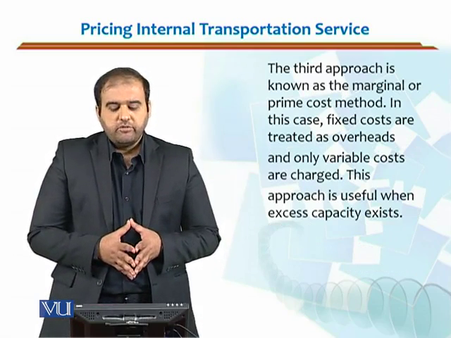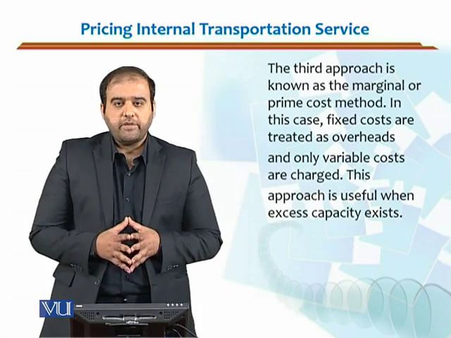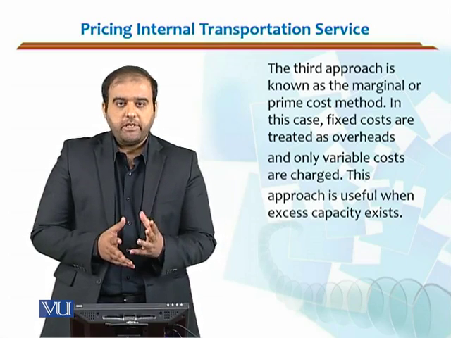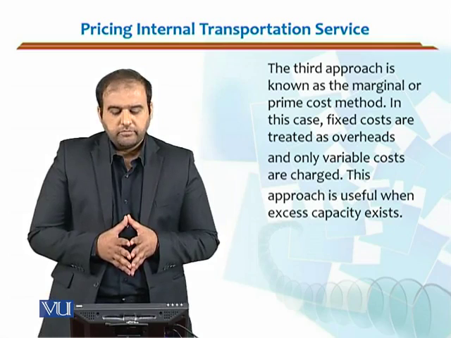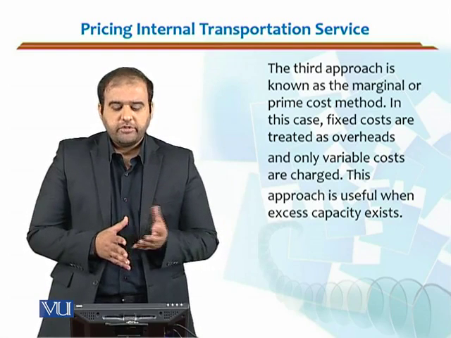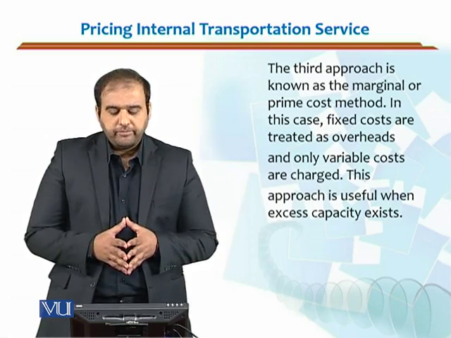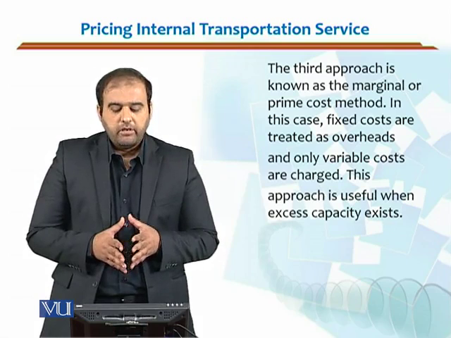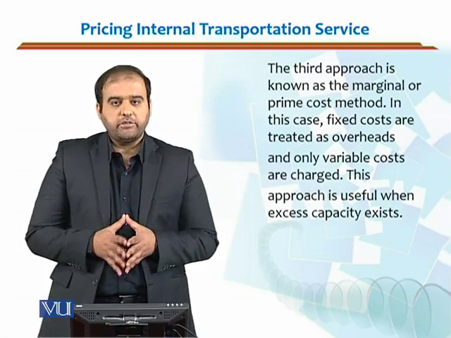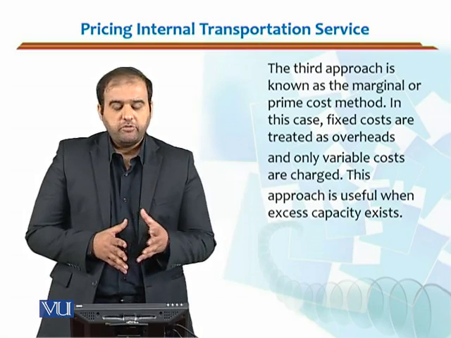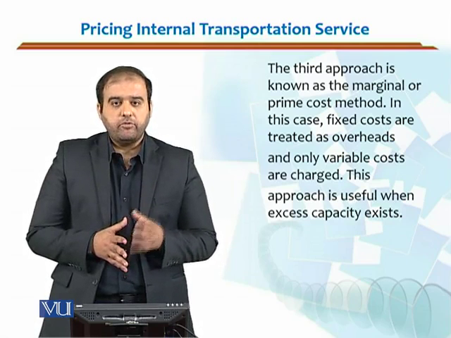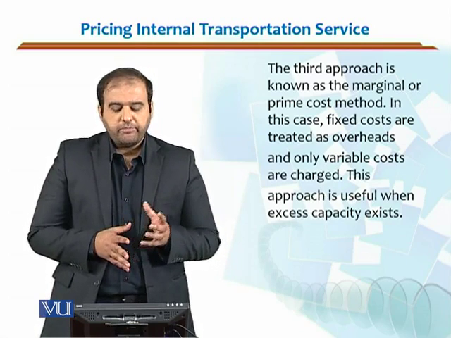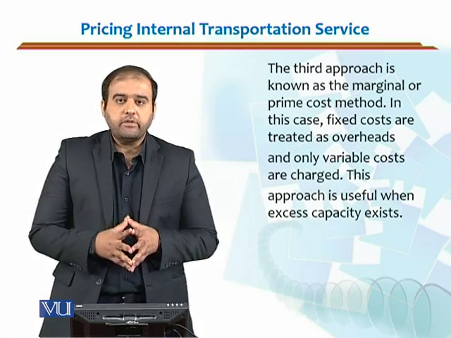The third approach is known as the marginal or prime cost method. Of course, we are talking about the cost-based approach. In this case, fixed costs are treated as overheads, and only variable costs are charged. So you actually treat your fixed costs as overhead, and some portion of it would be included in your total variable cost. This approach is useful when excess capacity exists.